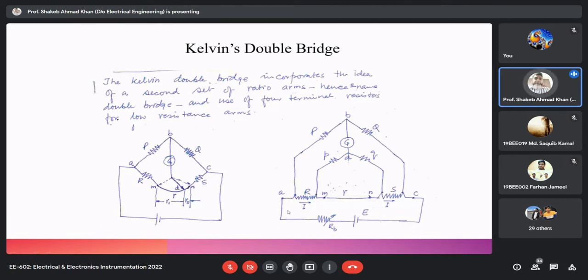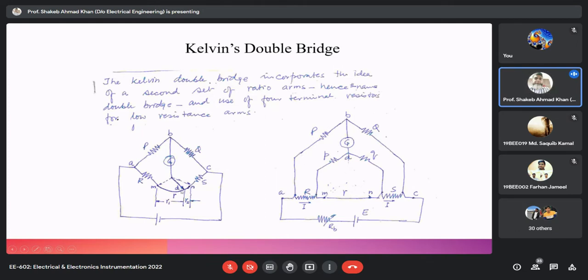So this is what is claimed: if we modify the connection of the Wheatstone bridge like this, then it will represent whatever has been suggested conceptually. So this is what is called the inception of Kelvin's double bridge. This is the resultant circuit which is shown here. It is called Kelvin double bridge. Why is it called Kelvin's double bridge? Because this bridge has two sets of ratio arms, and that's why it is called Kelvin's double bridge.